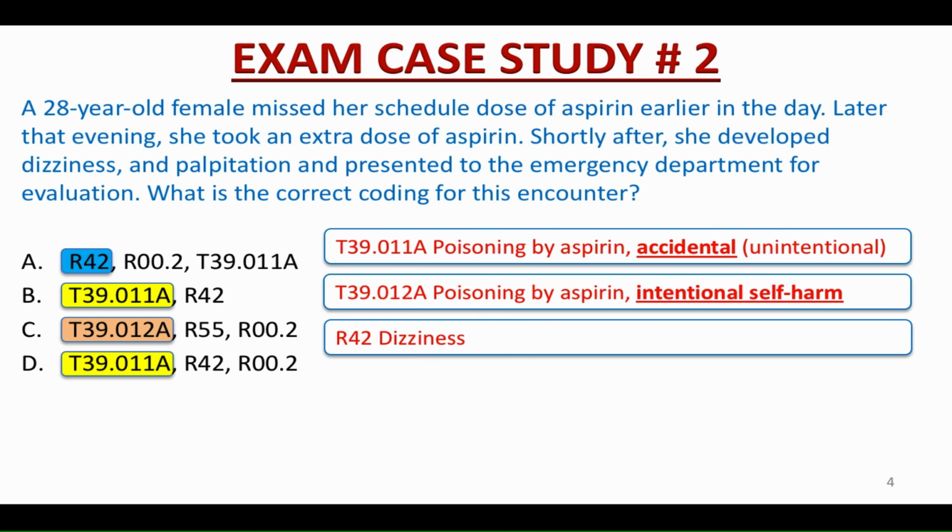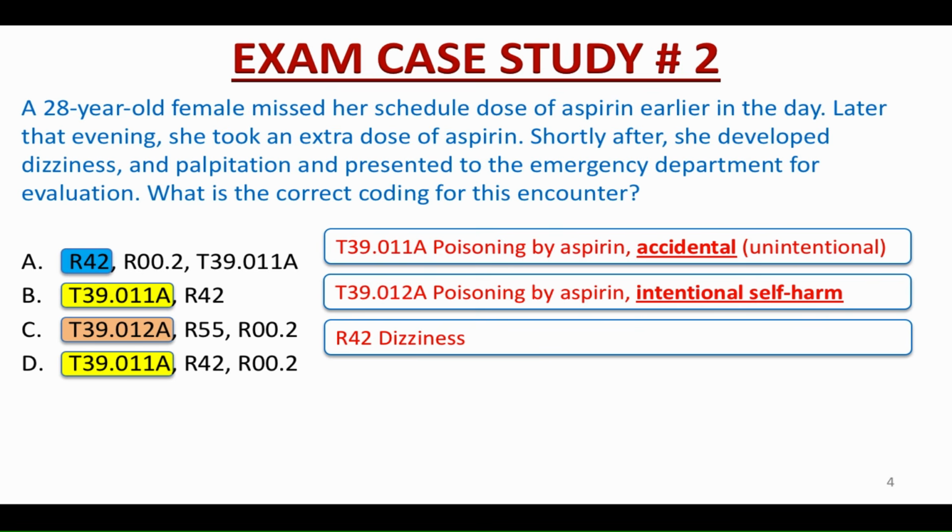Now is the right time to read the question or the operative report. Let's read it. A 20-year-old female missed her scheduled dose of aspirin earlier in the day. Later that evening, she took an extra dose of aspirin. Shortly after, she developed dizziness and palpitation and presented to the emergency department for evaluation. What is the correct coding for this encounter?